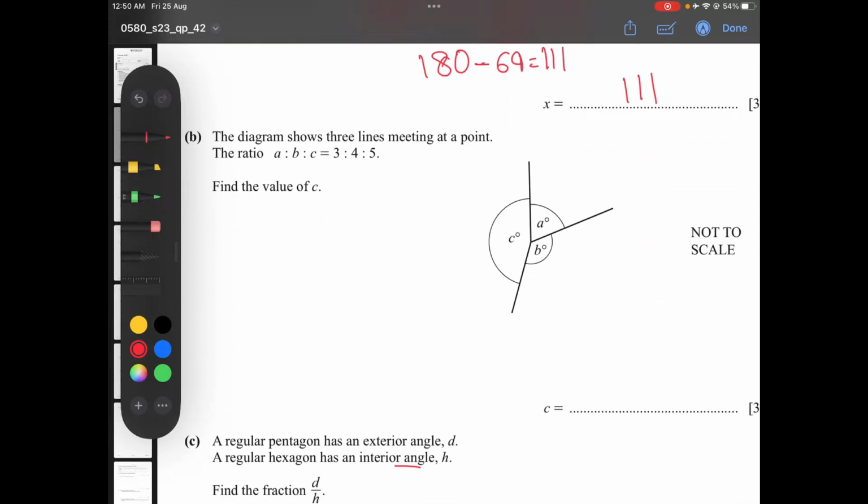Let's move on. Now the diagram shows three lines meeting at a point. The ratio A is to B is to C is 3 is to 4 is to 5. Find the value of C. So we know that the entire angle is going to be 360. So 360 divided by 3 plus 4 plus 5, as that is a rule for the ratios. So 360 divided by 12 is going to be 30. And since for C it's 5, we do 5 times 30, which gives us 150 degrees.